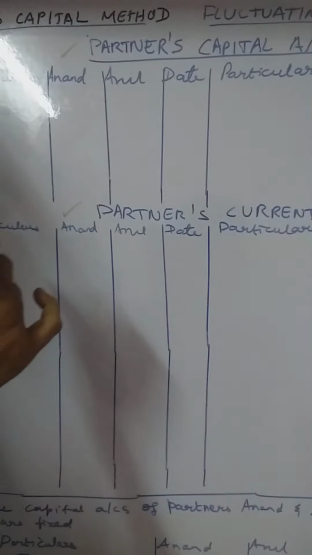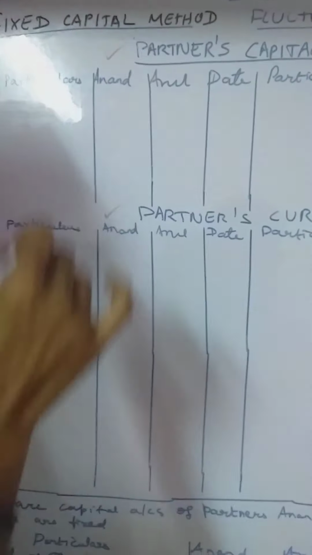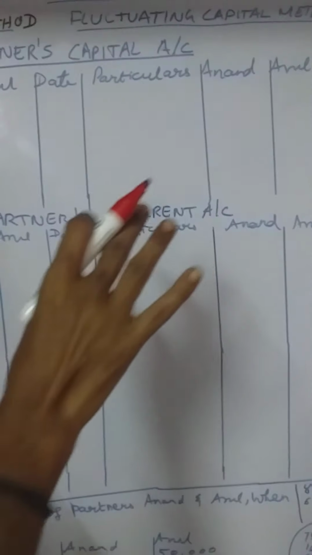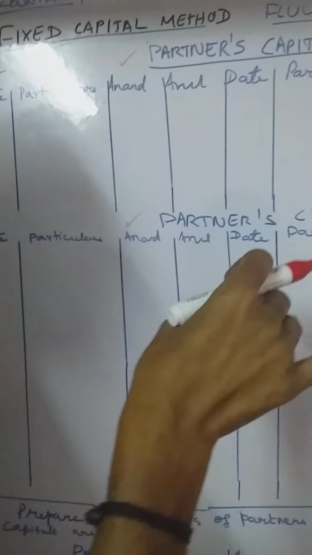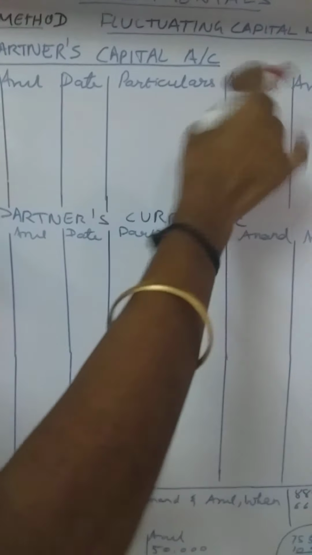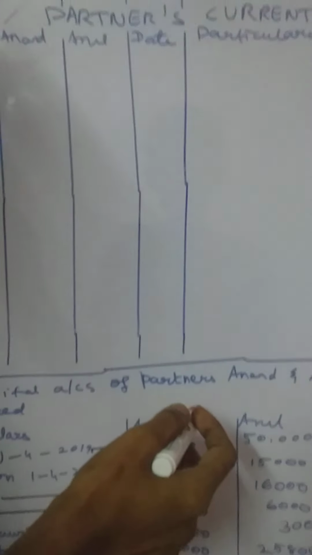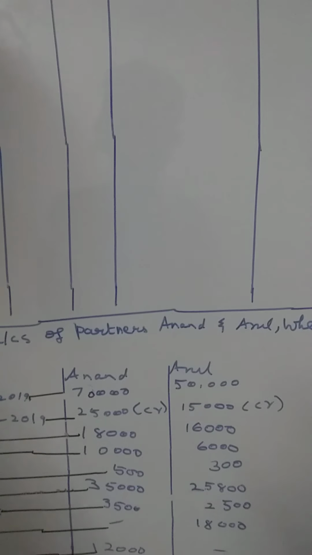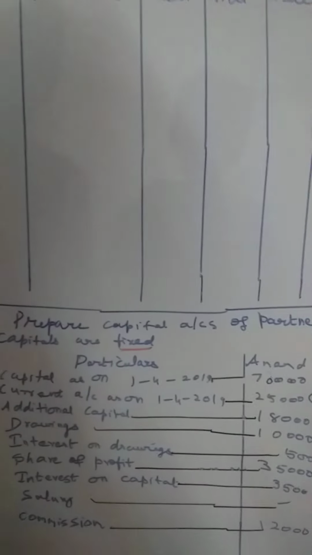In partners capital account, under fixed capital method, the capital amount will never change. It will be always constant, unless a partner has introduced additional capital, in which case only the capital amount will change. Let us see with the help of a sum. Prepare the capital accounts of partners named Anand and Arul when the capitals are fixed.